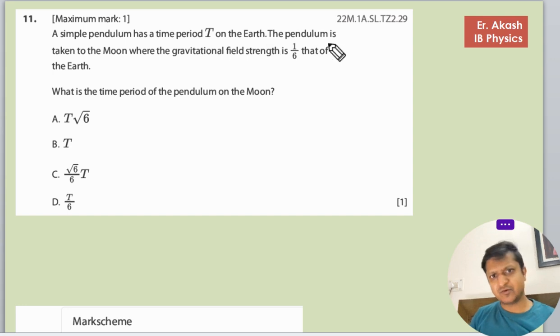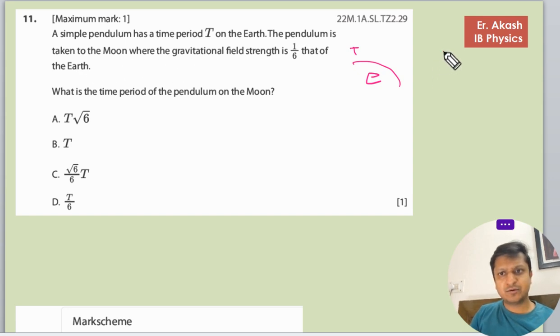So there's another question, and the question says that a simple pendulum has time period T on the earth. Okay, so there's an earth and there's a time T. The pendulum is taken to the moon. Okay, the pendulum went to the moon, and the gravitational strength is 1/6 of the earth. If there is g gravitational force on earth, it is g by 6.